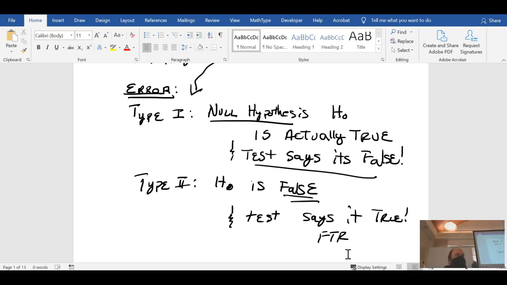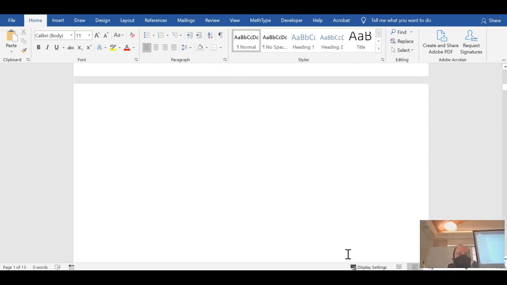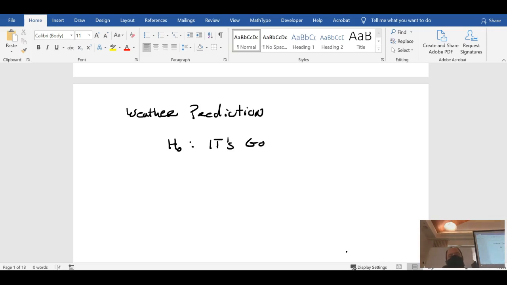The other one is the other way around. So the one that I like to point out is, if you were to do weather prediction, they would make the H null, it's gonna snow. And the H alternate being it's not. Okay?